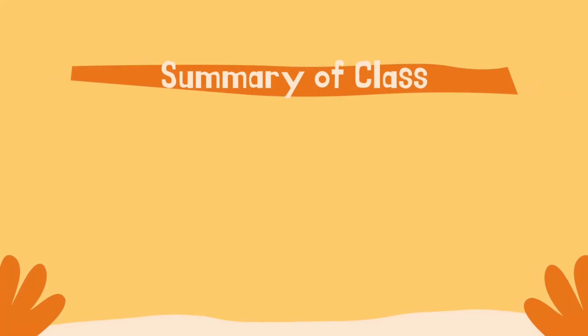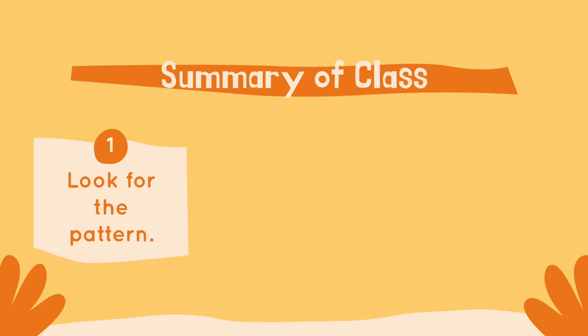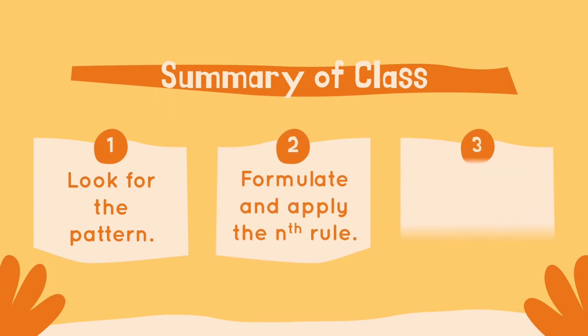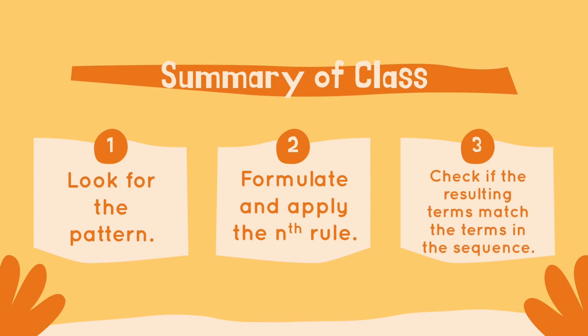So let us summarize our lesson. Again, how do we formulate the nth rule? First, look for the pattern. Second, formulate and apply the nth rule. Third, check if the resulting terms match the terms in the sequence. If that's not right, you can always go back to number 1. Look for the pattern, formulate and apply the nth rule, and you can always check if the resulting terms match the terms in the sequence.